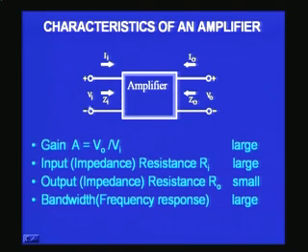Therefore, even though I have a signal corresponding to, let us say, Vs, when it is applied to the amplifier, the Vi, which is the signal applied at the terminals of the amplifier, you would find will be different from Vs. It will most probably be less than Vs, because you have a finite Rs, the source resistance, in series with the Zi.